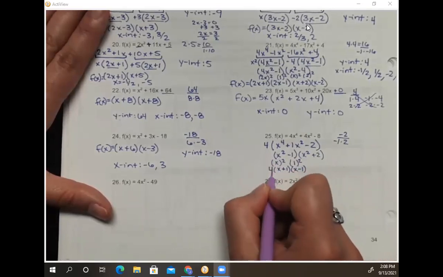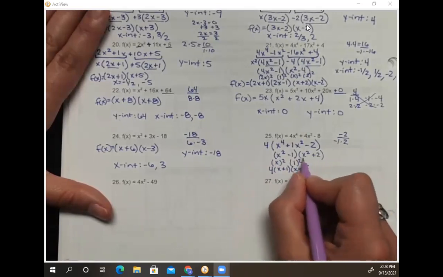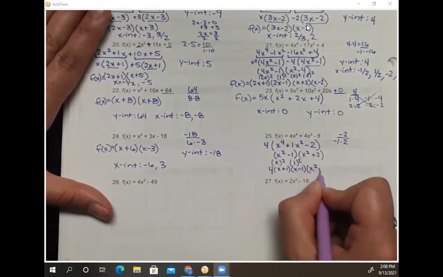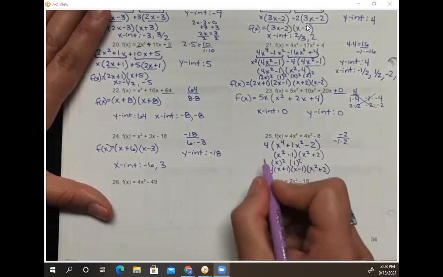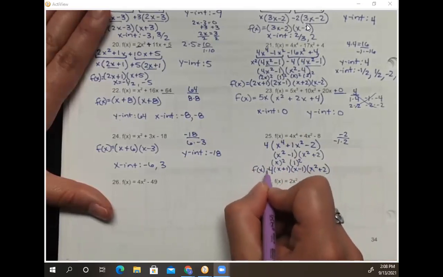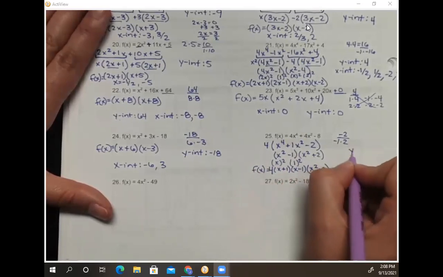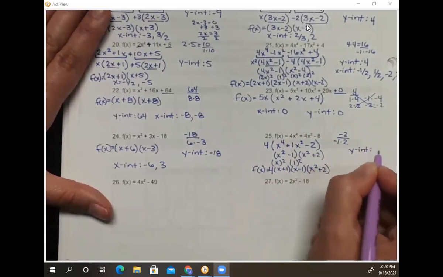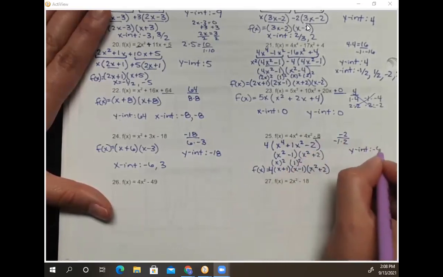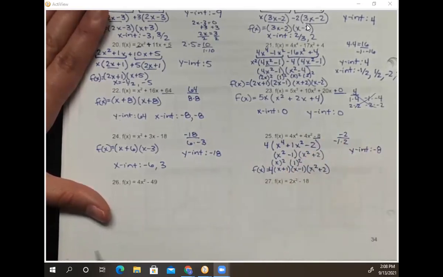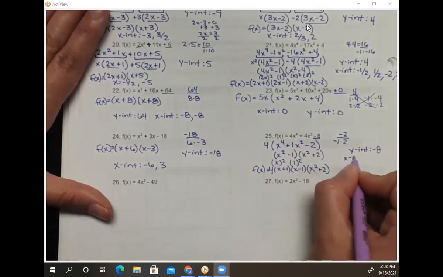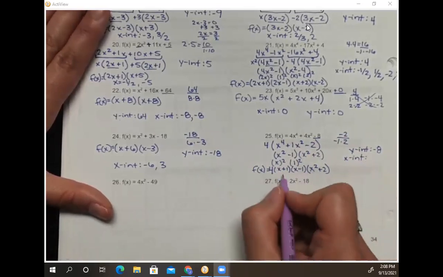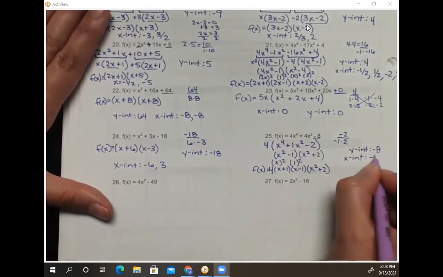Don't forget to bring down your GCF from the beginning. And don't forget to include our second x^2 factor. So there's my factored form for number 25. My y-intercept, again, comes from standard form, that constant term at the end, in this case -8. And then our x-intercepts would be -1 and +1.